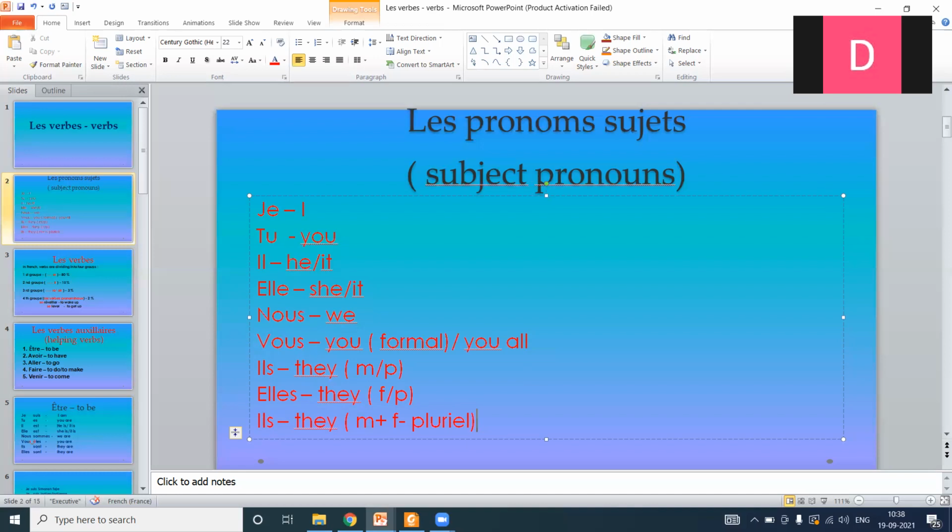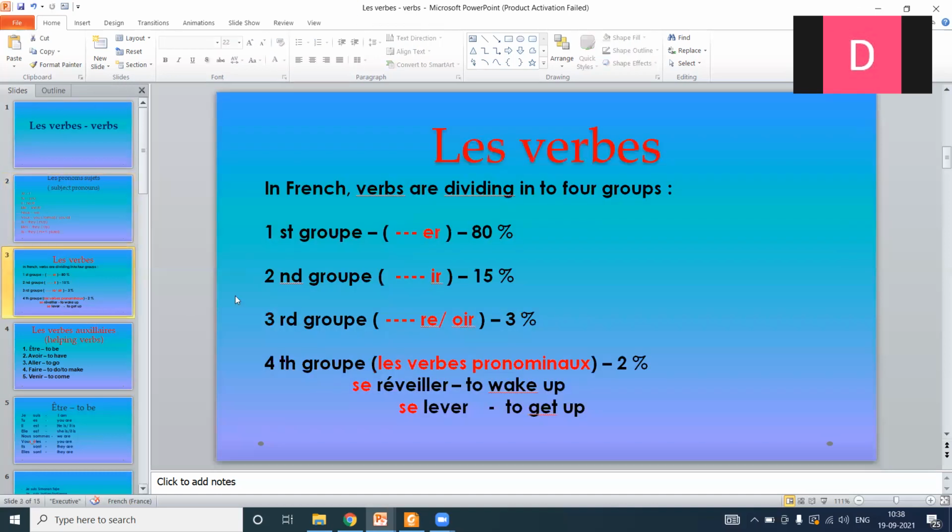Plural. Yes. So, how do we have to make the sentence? Subject, verb, object, right? Next, we are seeing the verbs. Les verbes. What does it mean in French? Verbs are divided into four groups. The first group: the verb should end with ER. 80% of the verbs are first group.